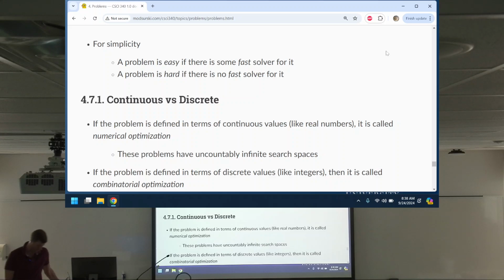So hardness. Well, it turns out there is a scale of difficulty of problems.